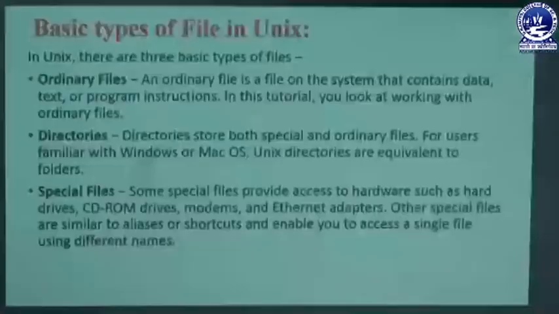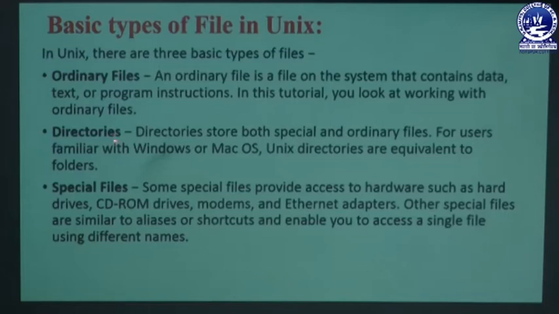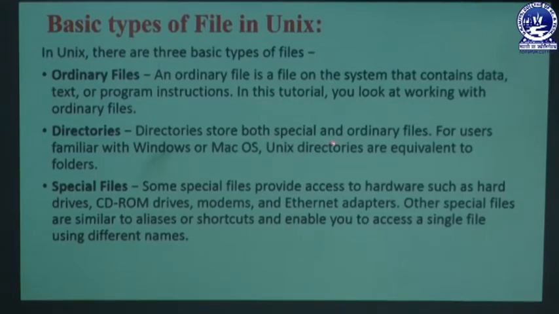The next type of file we have discussed here is known as directories. What is the use of directories? Here the directories store both special and ordinary files. For users familiar with Windows or Mac operating systems, Unix directories are equivalent to folders. That means we need to make some organized structure for our file management, meaning our ordinary files are stored in a special way of treatment, known as directories.